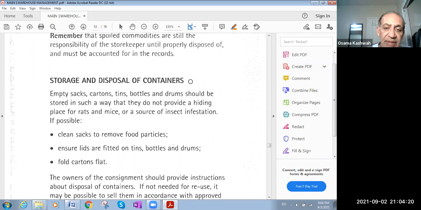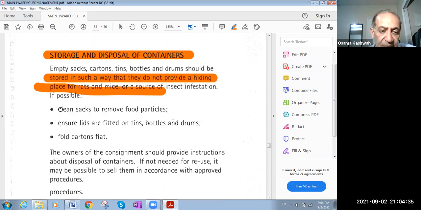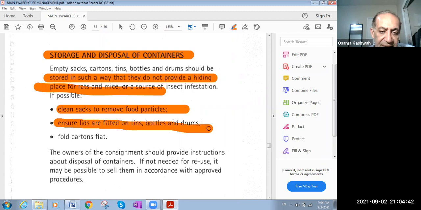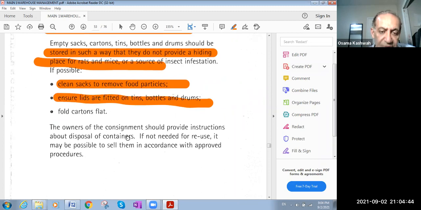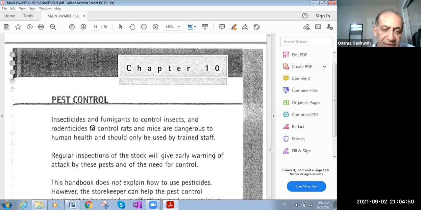We'll move on to another part, which is the storage and disposal of containers. Empty stack cartons, tins, bottles, and drums should be stored in such a way that they do not provide a hiding place for rats or mice. Clean sacks to remove food particles. Ensure lids are fitted on tins and bottles. So make sure that the lids and covers are there.